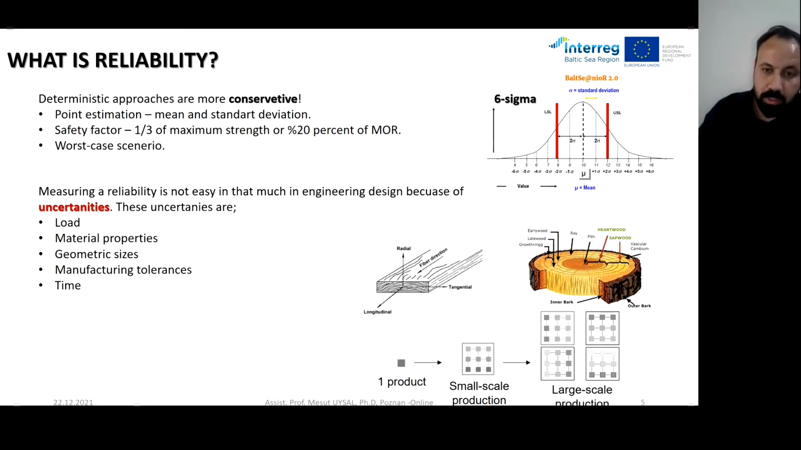Given this terminology, how can we set up the reliability of the product, which approach can we use? The answer is the probabilistic approach.